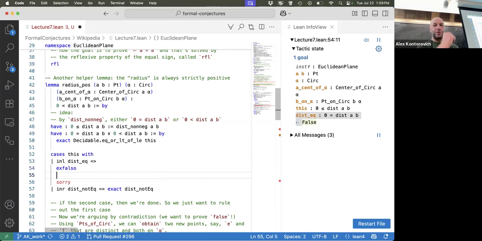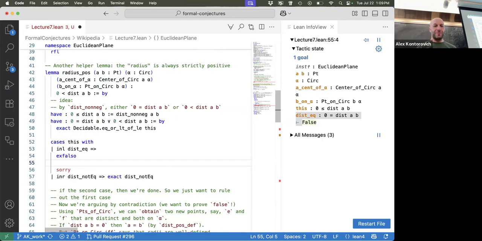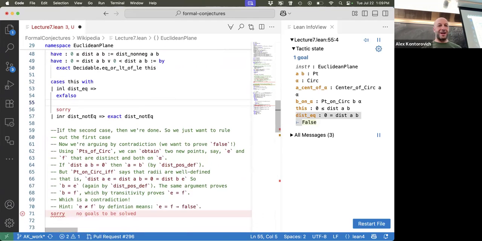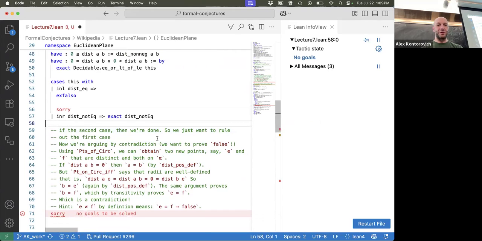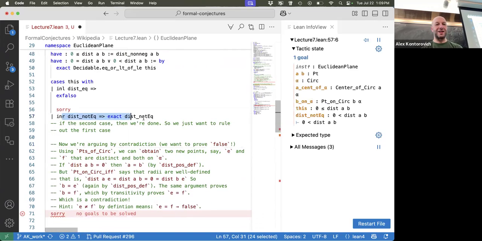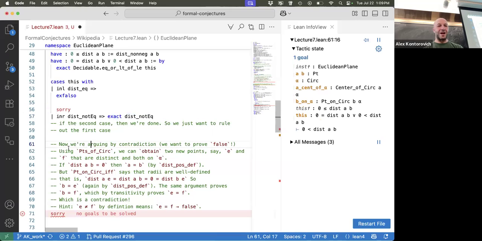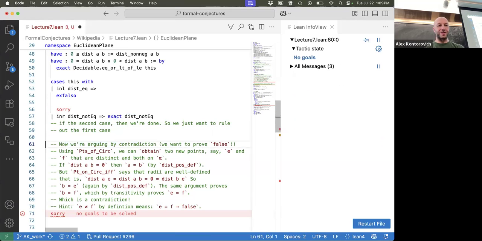Okay, so we've changed the goal to false. The goal now says, can we prove that we're in a state of contradiction? All right, so let's look back at our natural language discussion. If it's the second case, then we're done. We just need to rule out the first case. So where was that? Well, that happened actually right here. This is the second case, and in the second case, we're exactly done. Now we're arguing by contradiction. We want to prove false. So that's where we are here.